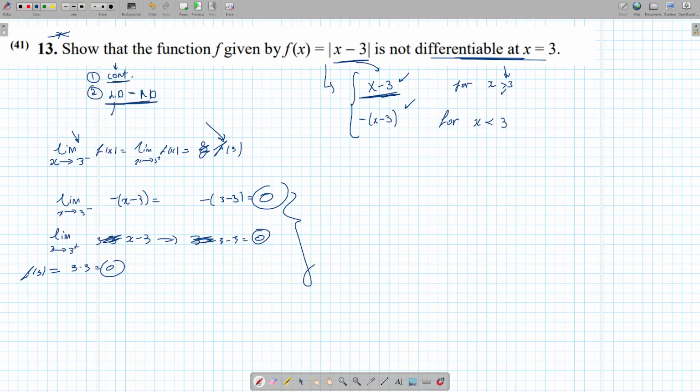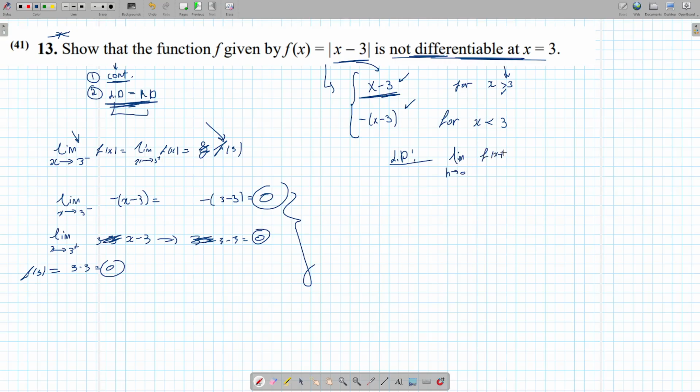Now I have to check the left and right differentiable. If they're not equal, and they're supposed to be not equal, because they're saying that you have to show it's not differentiable, that means you should get that these two are not equal. If they're not equal, you can say since they're not equal, then it's not differentiable. So let's find left differential. What's the rule? Limit as h approaches 0.